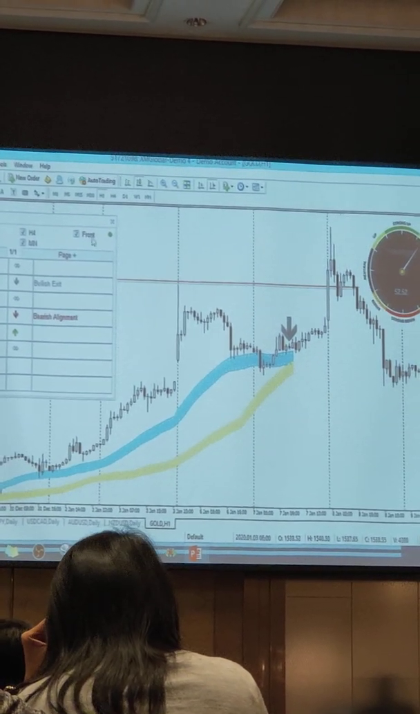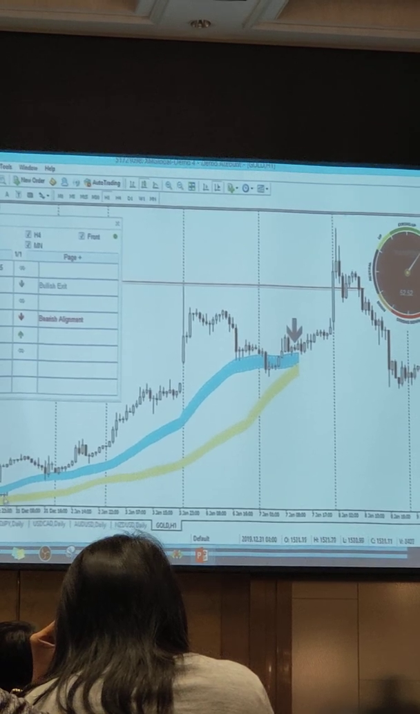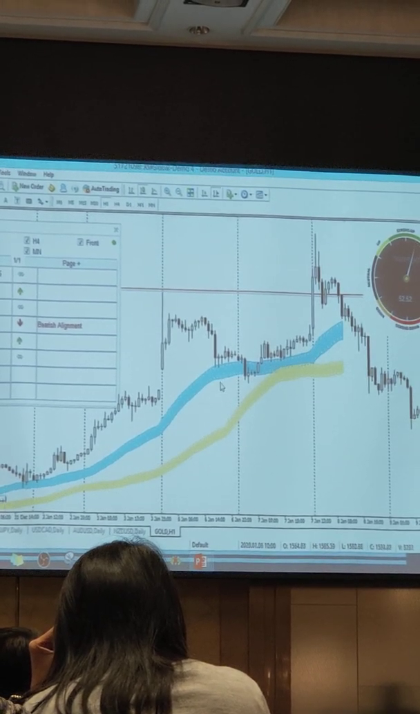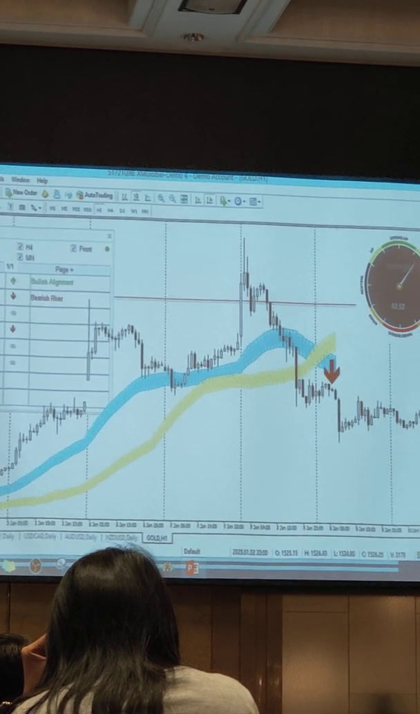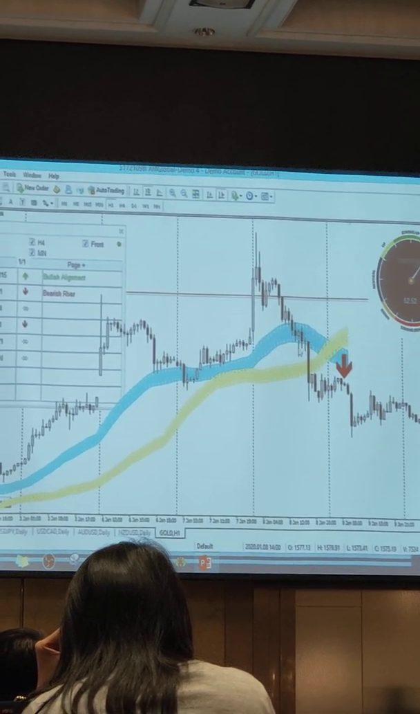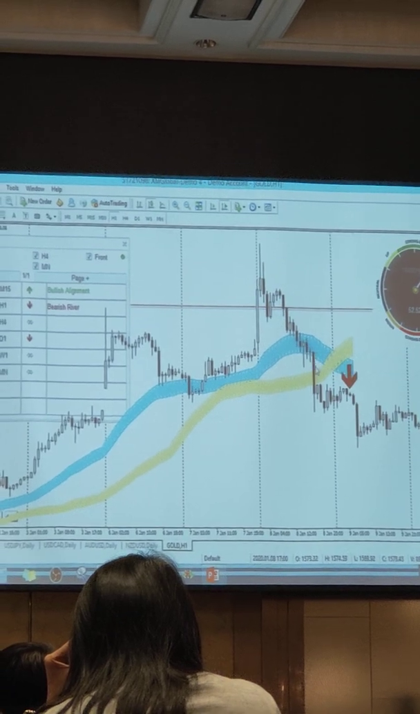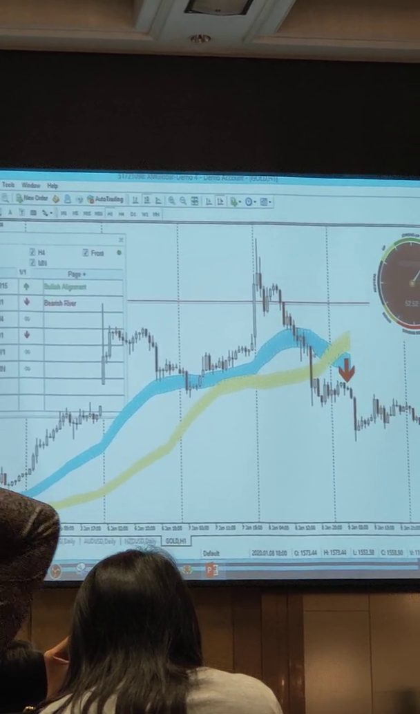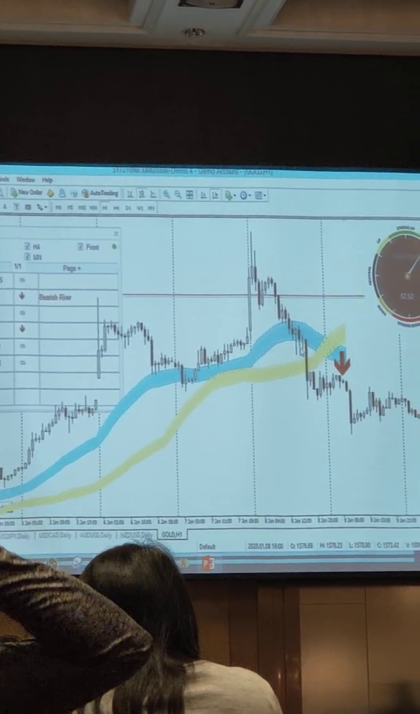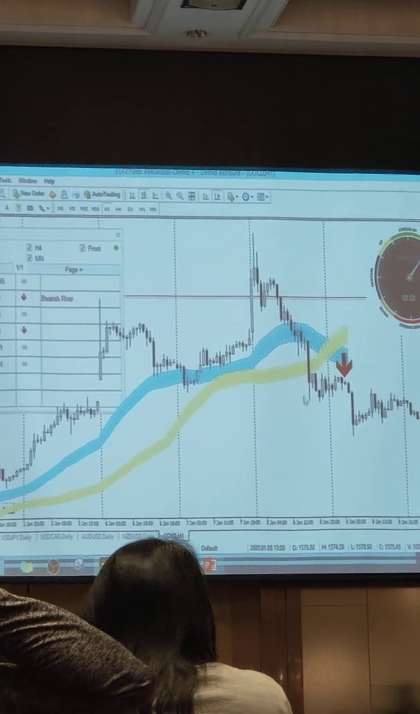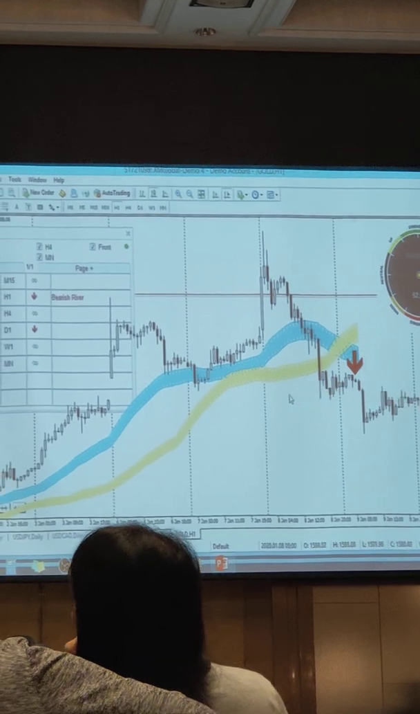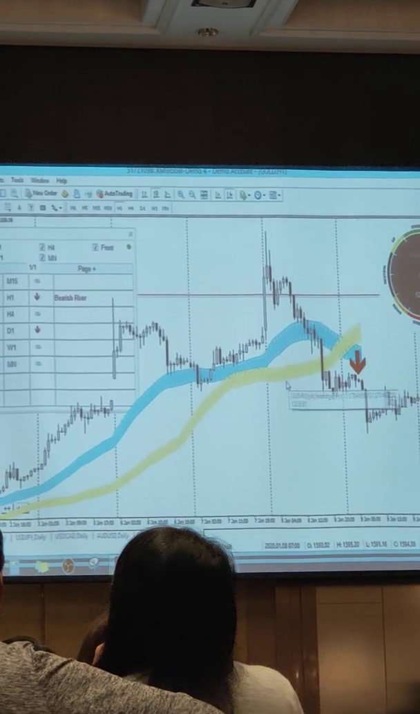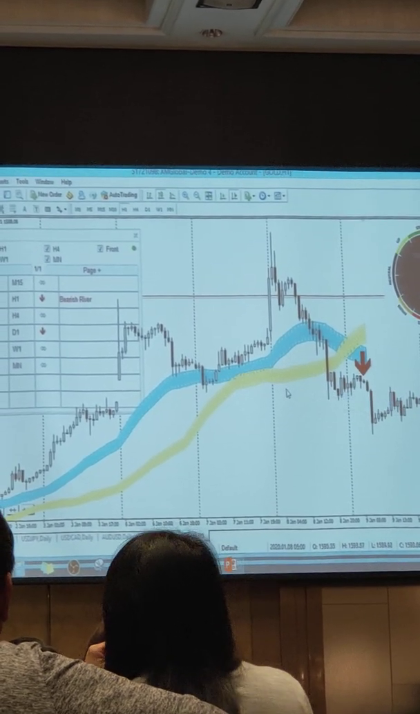Okay? From there, medyo umakyat pa nga yung market. Namitik ng konti, umakyat pa. But after that, kita niya, medyo tumagos na yung price doon sa Blue River. And then lumagpas na rin siya sa Gold River. And that tells you that the market is no longer in an uptrend. Kasi ang requirement natin ng uptrend, price is above, Blue River in the middle, Gold River sa baba.